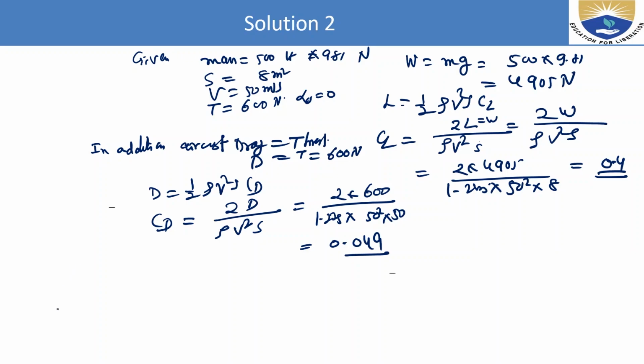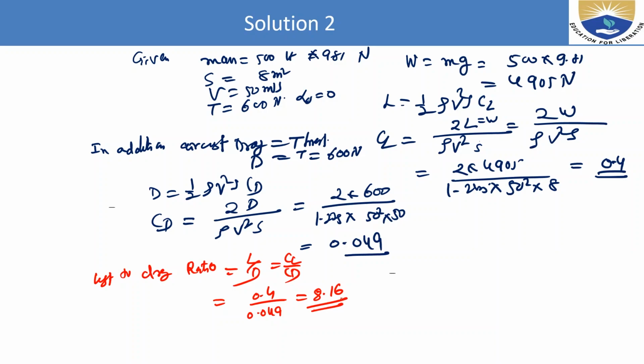Now the lift to drag ratio, that is L by D or CL by CD. CL is 0.4 and CD is 0.049. You will get 8.16. So this is the L by D ratio of this given aircraft.